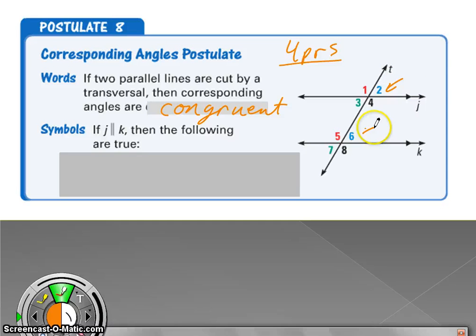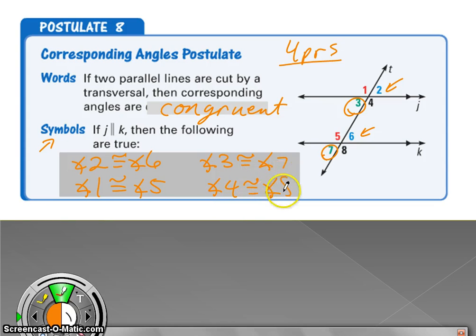Angle 2 and angle 6, those are both in the upper right-hand corner. So right here for symbols, it says if J is parallel to K, then the following are true. So angle 2 would be congruent to angle 6. How about angle 1? If I say angle 1 is congruent to, you're going to say angle 5. Then lower left, angle 3 and angle 7. And then lower right, those black ones, those are 4 and 8. So angle 4 is congruent to angle 8.